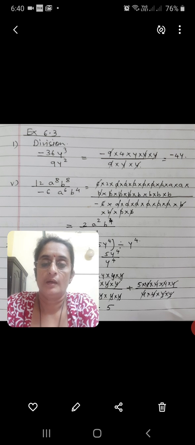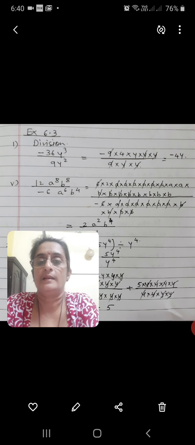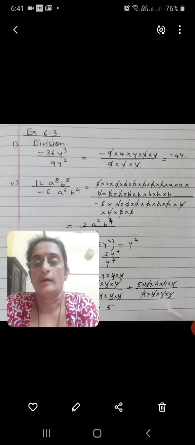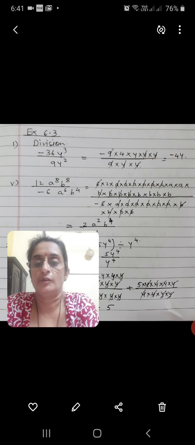Now how are you going to do it? You have to take some common numbers. What is common there? 9 and 9, so that will be cancelled. And then how many times is y common? 2 times. Y square is common in both, so 2 y from the numerator and 2 y from the denominator I have cancelled, so only 1 y is remaining in the numerator. Whatever remains in the numerator, we write it: minus sign is there with 9, so minus into 4 into y, that is minus 4y is the answer.